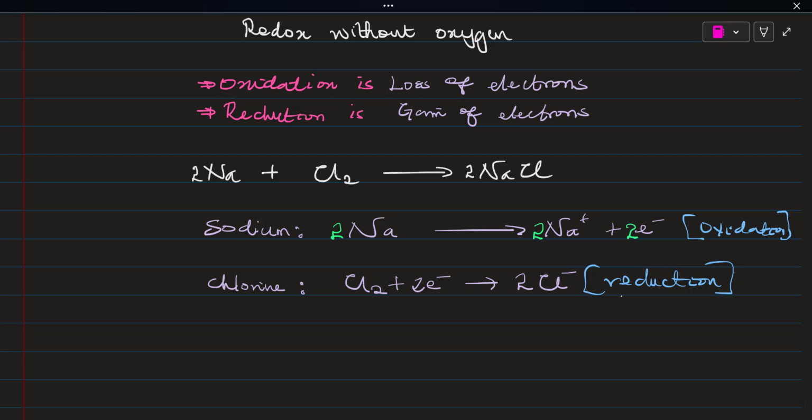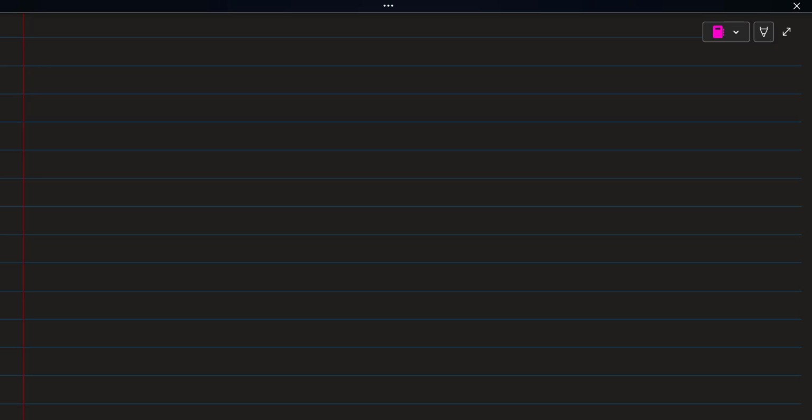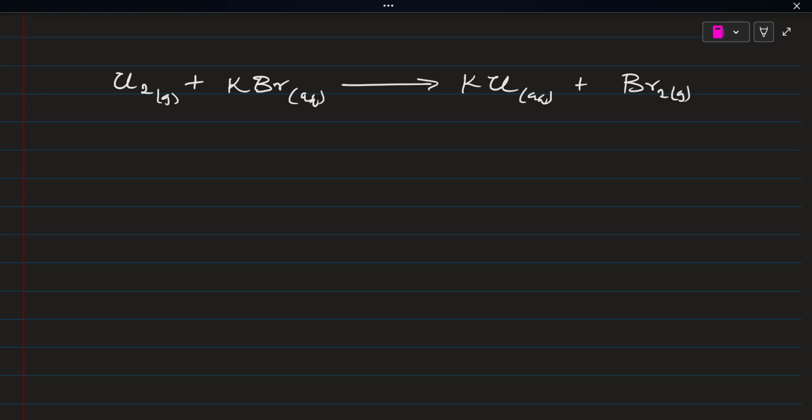Let's look at another example, when chlorine reacts with potassium bromide. It's going to be a very interesting example. It's a reaction between chlorine molecule Cl2, which is a gas, with KBr aqueous to give us KCl aqueous as well, and Br2, the bromine molecule. We must identify which of the two reactants gains electrons and which loses electrons.